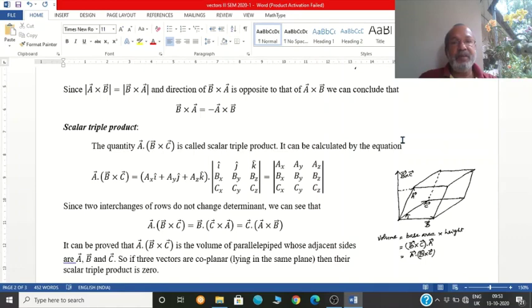In this class I will discuss the product of three vectors. Here also there are two types of products. One is the scalar triple product and the other is the vector triple product. In the scalar triple product, the name itself indicates that it is a scalar quantity.